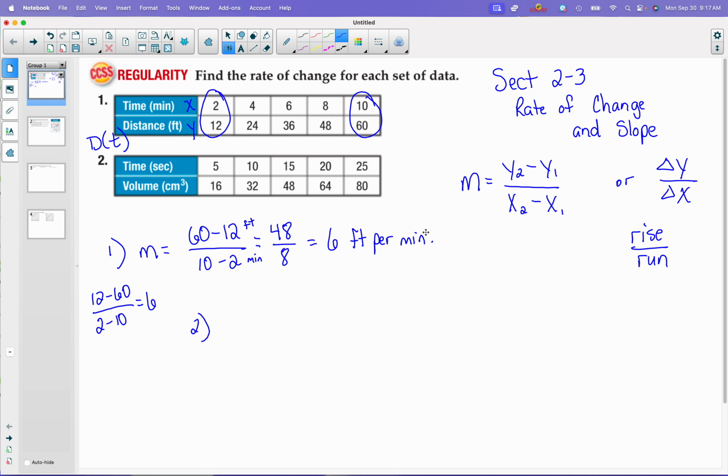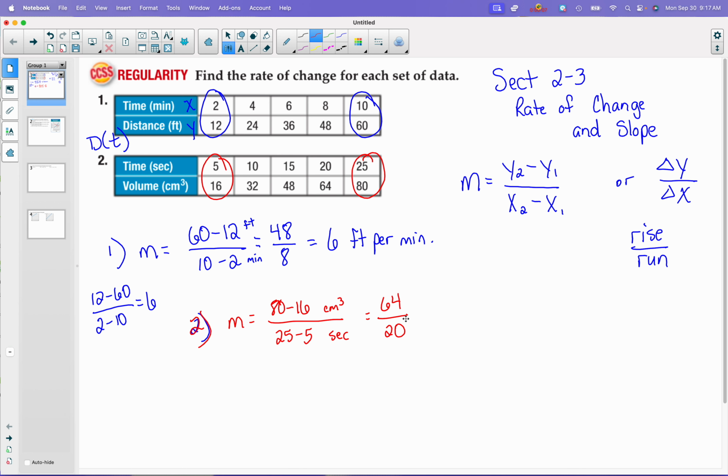On number 2, I'm going to do the same thing that I did on number 1. I'll do a different color here. So I'm going to use the first point and the last point. So when I want to find the rate of change, I'm going to take the change in y, so 80 minus 16, and I'm going to go ahead and put the units so I don't forget them later, cubic centimeters. And then I'm going to have 25 minus 5, and that's in seconds. So when I evaluate this, I'm going to get 64 over 20.